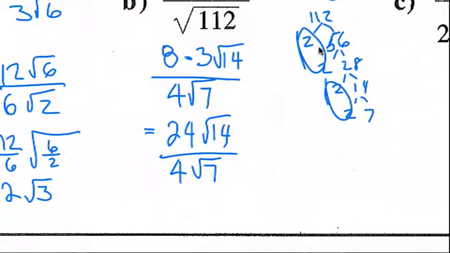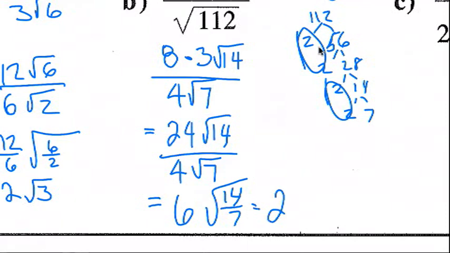And then, of course, I can simplify. 24 divided by 4 is 6. Square root of 14 over 7 is equal to the square root of 2. Whoops, wrong 2. So this is 6 square root 2. That's a nasty square root. Square root 2.